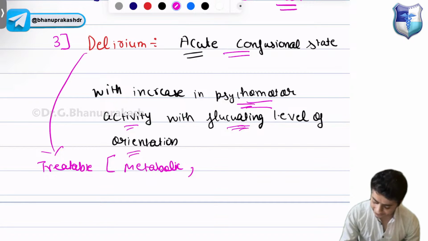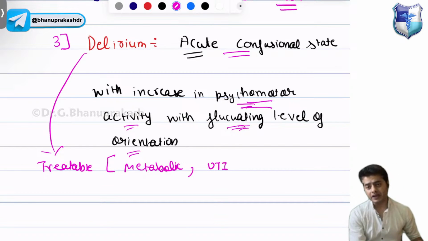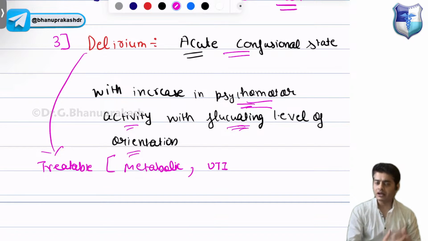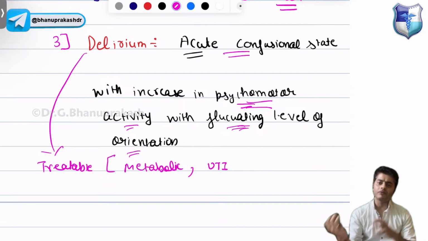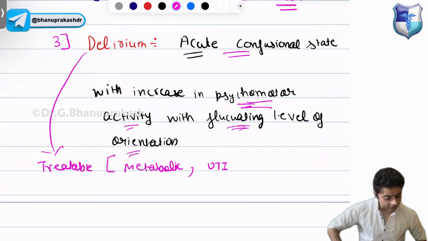It can be a UTI also. Yesterday, a patient was admitted in my ward. He or she was not passing urine for one or two days, and the patient had altered sensorium. After we inserted a Foley catheter, urine was collected in the bag, and we started antibiotics, the UTI improved, the patient improved, and the delirium settled. This is how you have to deal with it.